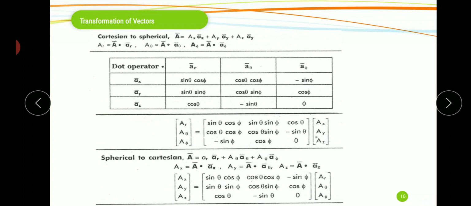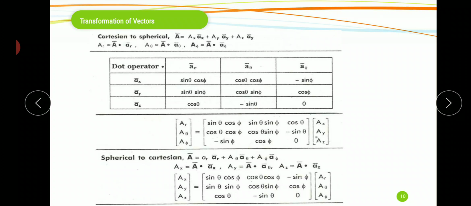And also now Cartesian to spherical system. So by using this table, for example, ax bar dot ar bar value is sin theta cos phi. As we already discussed in the previous class, the variables in spherical coordinate systems are r, theta and phi. So that's why here all the values are in r, theta, phi. What is the dot product between any two unit vectors, we can easily find using this table. So a bar z dot a phi bar value is equal to 0.